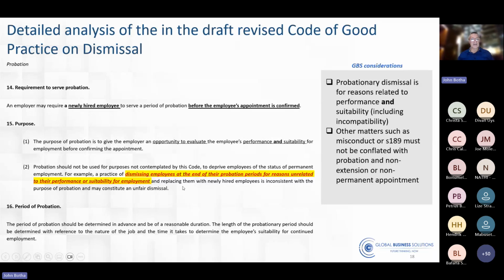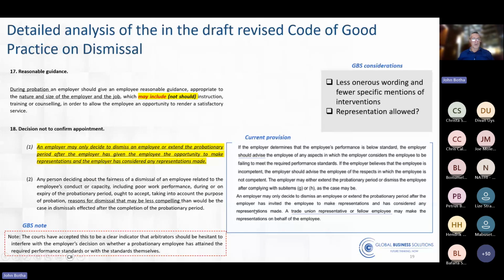or suitability. But I want you to understand, as I said earlier, colleagues, the amendments to the Labour Relations Act will allow you in the first 3 months, once it is promulgated and gone through Parliament, to dismiss in the first 3 months for any reason, as long as it's not related to automatically unfair dismissal issues like race and gender. It says the period of probation should be determined in advance and be of reasonable duration. It's not 3 months. It's necessary for the time required to determine the suitability for continued employment.